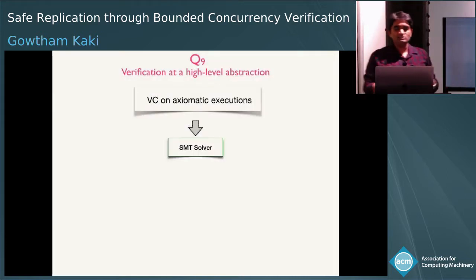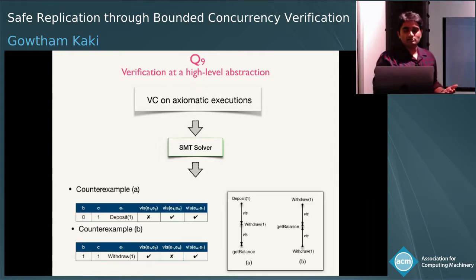So the VC on axiomatic executions can be dispatched to an SMT solver, and in case the verification condition is invalid, the solver gives us counterexamples, which here give assignments to the visibility relations and concretize the effects such as E1 and EG and so on. These counterexamples are represented graphically on the right-hand side of the slide. These abstract counterexamples in fact correspond one-to-one to the initial anomalies that I showed at the beginning of the presentation.